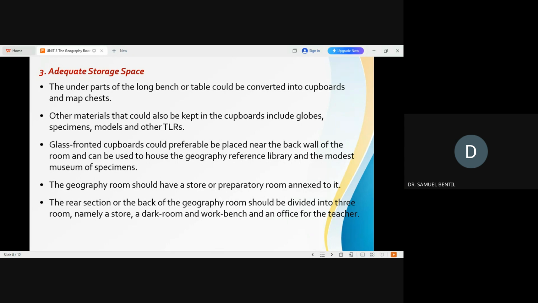So you could see that it is not just the room itself, but there are a number of things that go on in the geography room. When you get the material there, all these things have detailed information with examples. All of them are in the book, which will give you more examples and exposition on that.